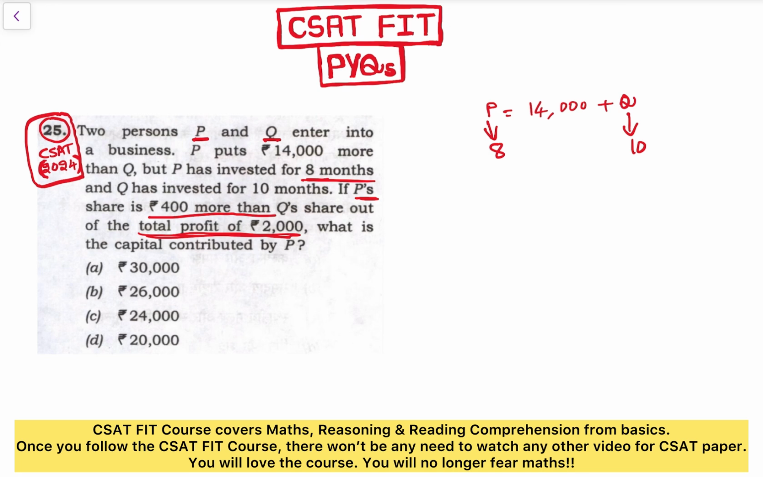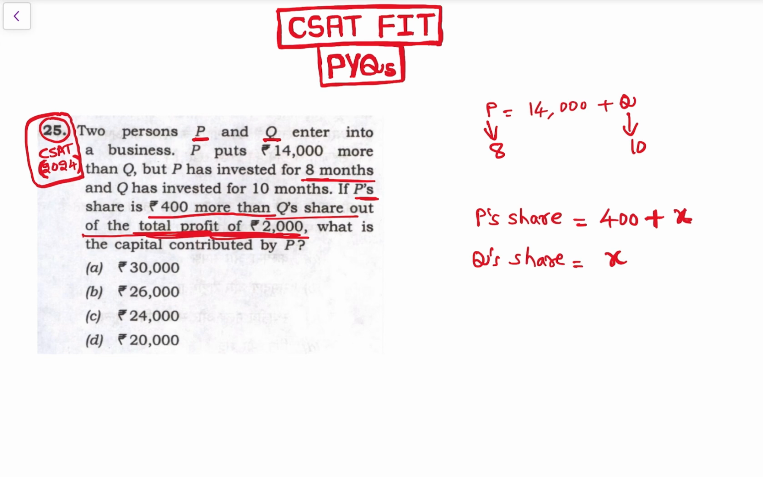So here we are given P's share in profit. P's share in profit is 400 more than Q's share. So let's take Q's share as X, and P's share is 400 more than X, out of a total profit of rupees 2000. So this 2000 is what? It is P plus Q's share.